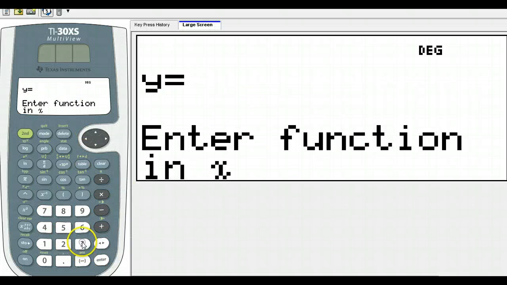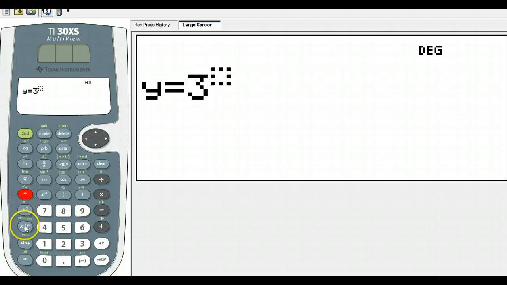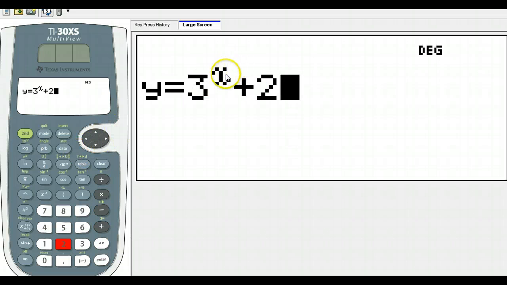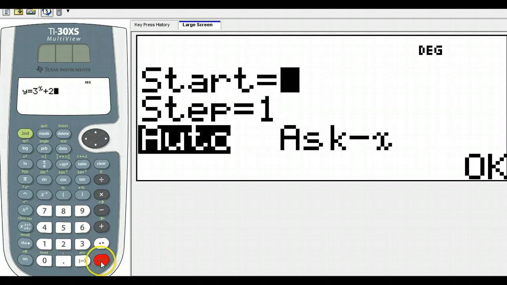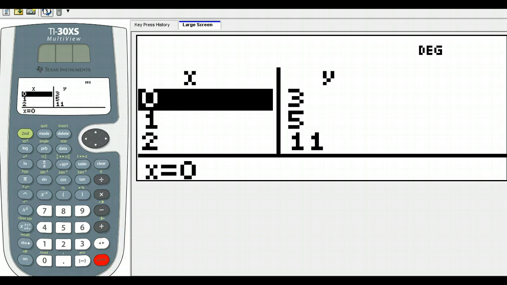So we will just write 3 caret x power. Alright, have to get off of there. Otherwise, if I didn't hit the right arrow key, I would have put that plus 2 up in the exponent. We don't want that. That's a completely different function. I can scroll around. Just hit enter a few times, and what you get is a table of values.